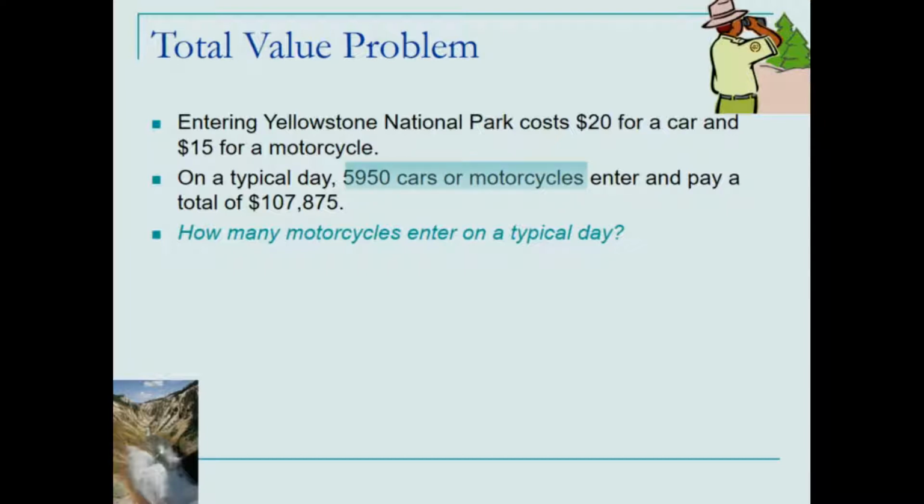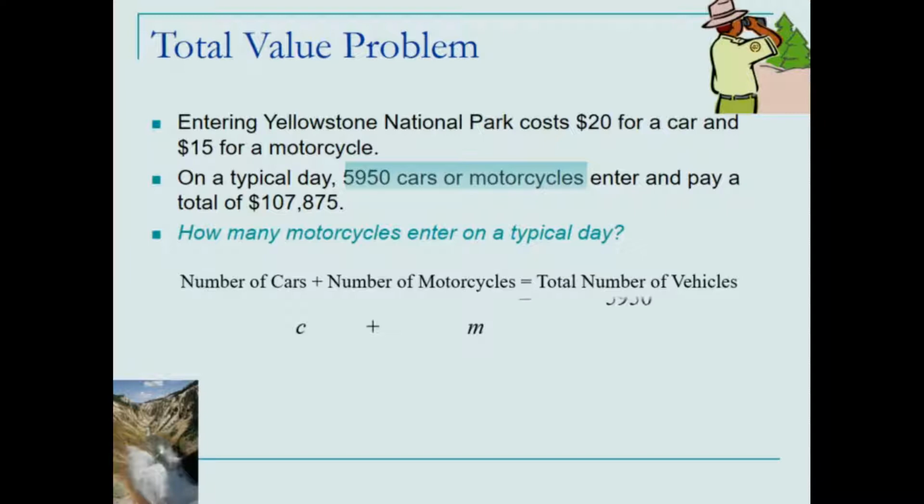So here, using this first piece of information with regards to the total number of vehicles entering the park, our equation will be the number of cars, letting C represent the unknown number of cars, plus M, the unknown number of motorcycles, is equal to the total number of vehicles.